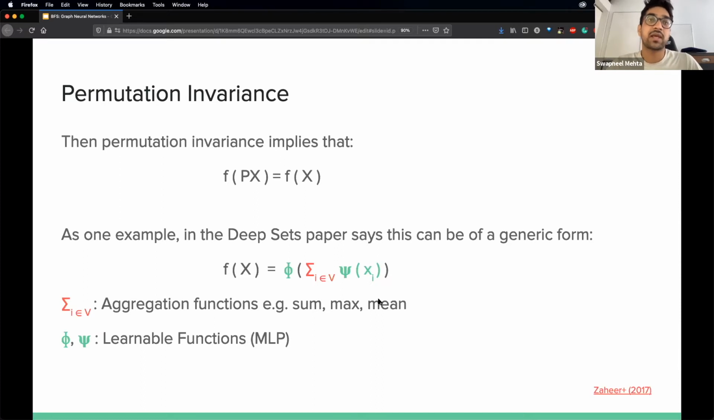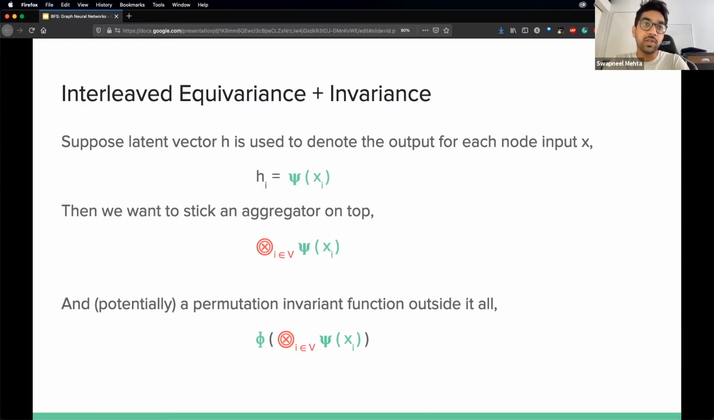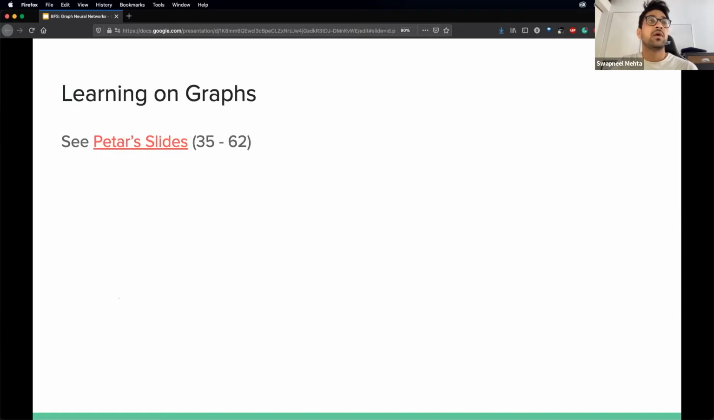Aggregation functions, sum, max, mean, all of these are good for us. And then finally, we want a permutation invariant function outside it all, potentially because of these graph level tasks. So interleaving equivariance and invariance essentially gives us really powerful graph level functions. And this generalizes a lot of the work out there which examines independent functions. So with these ideas, we're actually ready to tackle graph neural networks. I'll pause here before I jump into these slides.